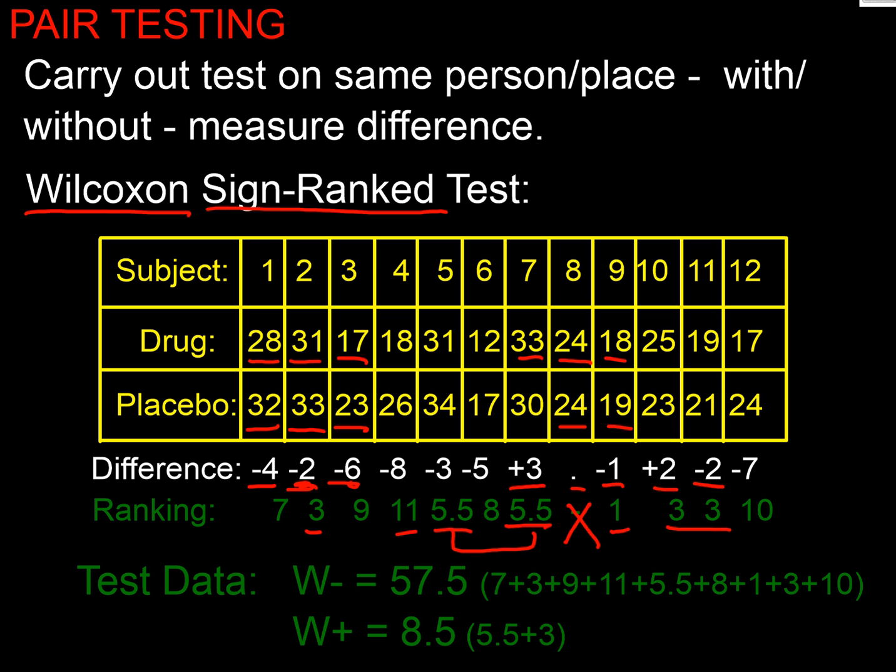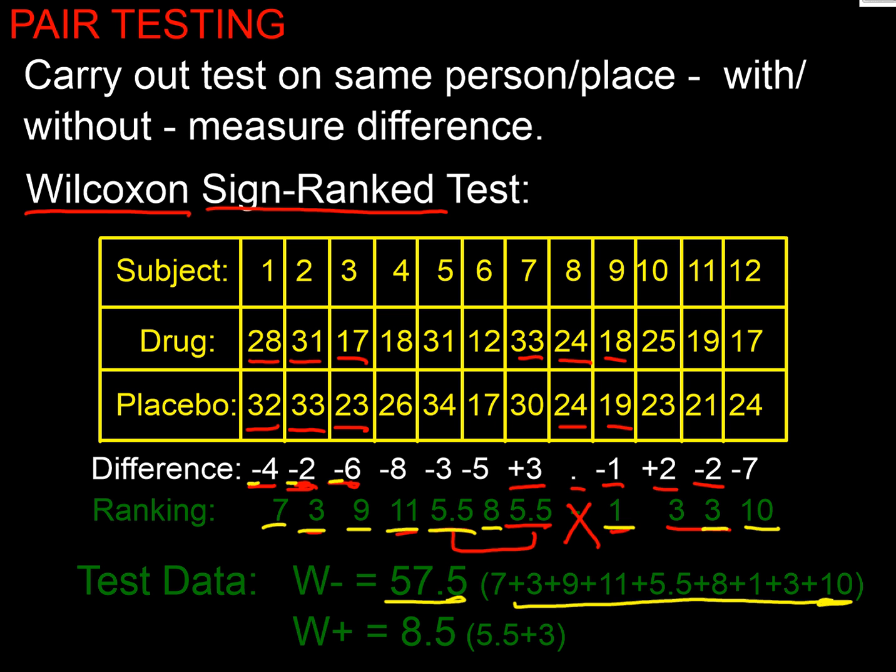And then in our usual Wilcoxon, we sum up the rankings for those with a negative difference. So that's the 7, the 3, the 9, the 11, the 5.5, the 8, the 1, the 2 and the 7 here, so they become the 3rd, 3rd and 10th at the end there. So we add up all those rankings and we get a value of 57.5.